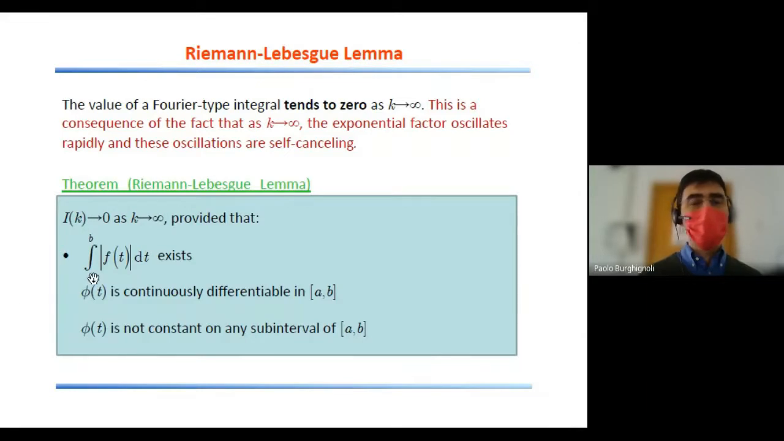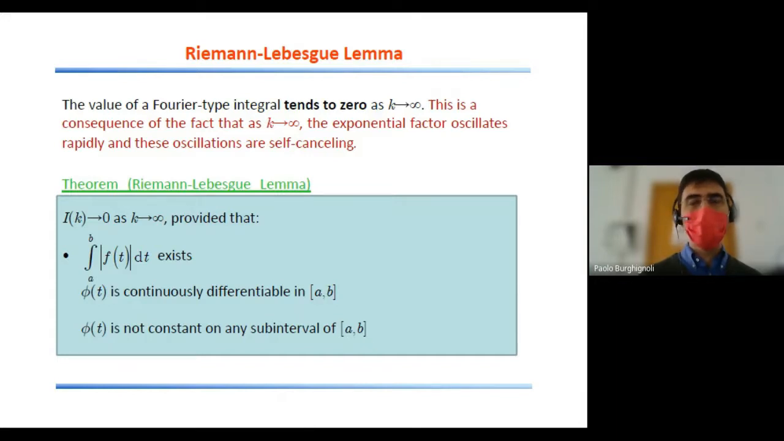And technically, this says that the Fourier integral tends to 0 as k tends to infinity, provided that the integral of the absolute value of the function f exists. So this is an integrable function within your integration limits. And also that the function phi in the exponent is a continuously differentiable function in the integration interval. And also that phi is not constant on any subinterval of the integration range. Okay.